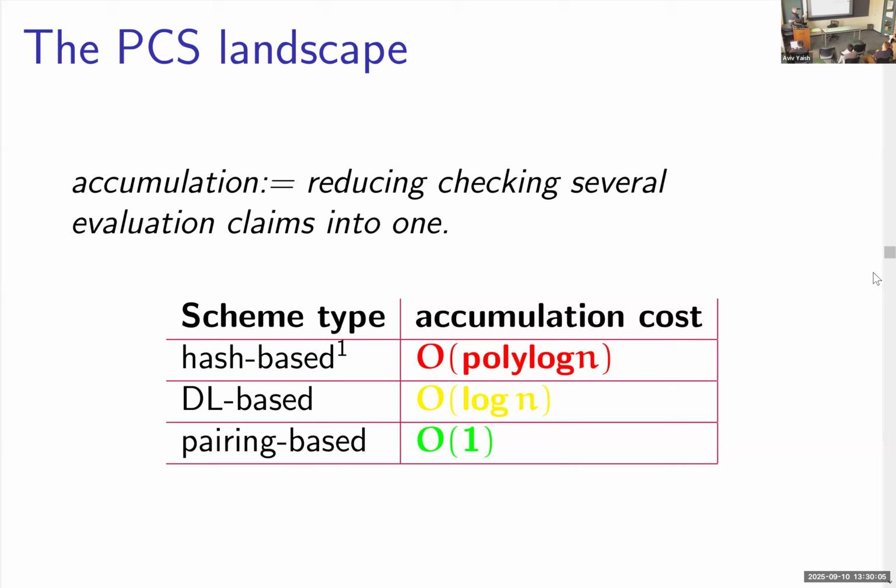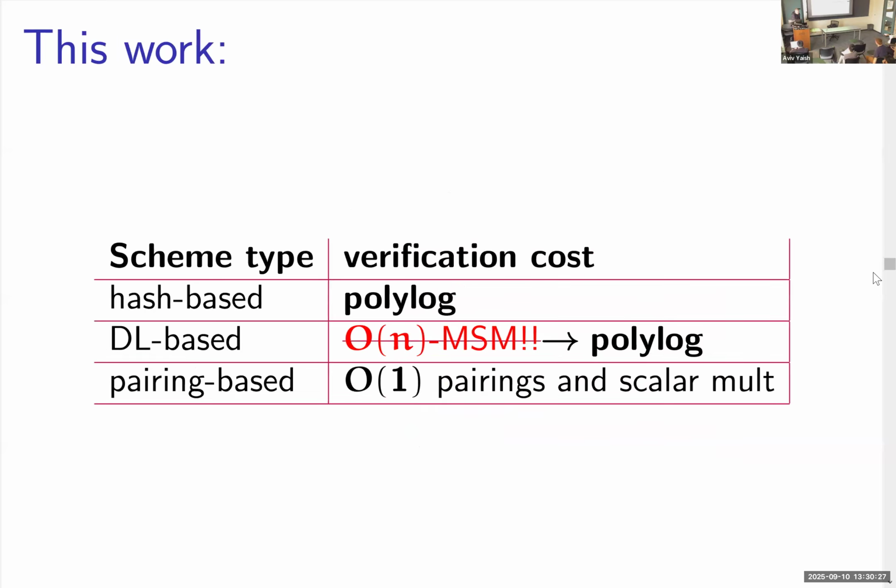So, basically the DL schemes in many parameters, they sort of occupy a useful middle ground between the hash-based and the pairing-based. And this accumulation thing mitigates their drawback pretty nicely, but still it would be nice to improve that, get rid of that drawback, and that's the point of this work. Basically, we reduce the discrete log final verification time to a polylog.